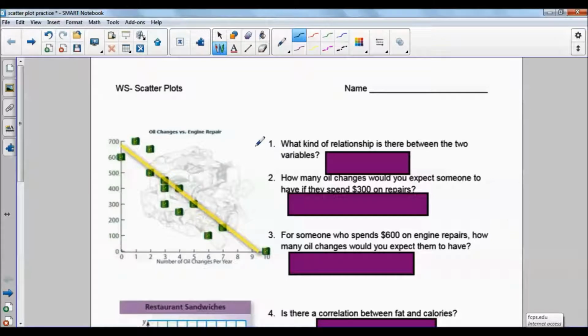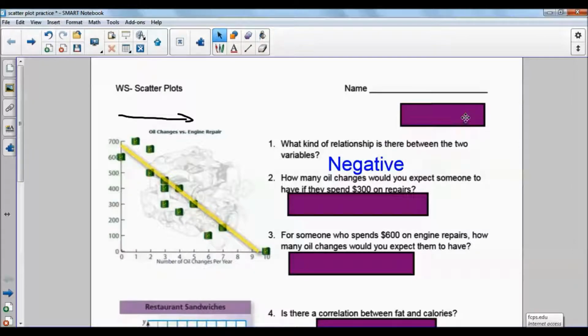Well, if we look at the line that they've drawn, it kind of shows us what happens. As we move from left to right, just like we read a book, this line is going down. So the kind of relationship we have here is a negative one. Remember, if it goes from left to right and goes down, it's negative. If it goes left to right and goes up, it's positive.